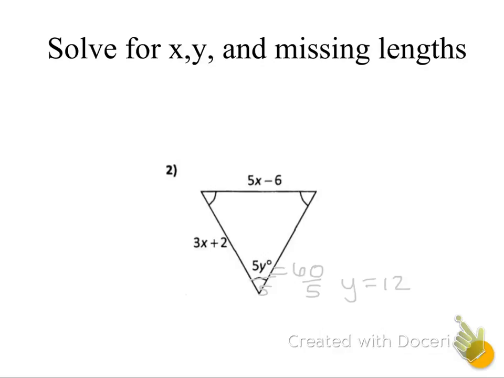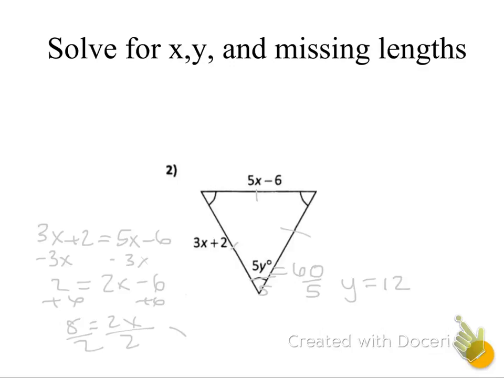Well, if it's equiangular, that also means that it's equilateral, which means all of my sides should be congruent or the same. So if they're congruent, that means we can set these equations equal to each other. So I'm going to subtract 3x and add 6 and divide by 2. So my x is equal to 4, but I want to find the missing length, so I'm going to go ahead and plug this 4 in. 3 times 4 is 12. 12 plus 2 is 14. If all the sides are congruent, that means this also represents 14.